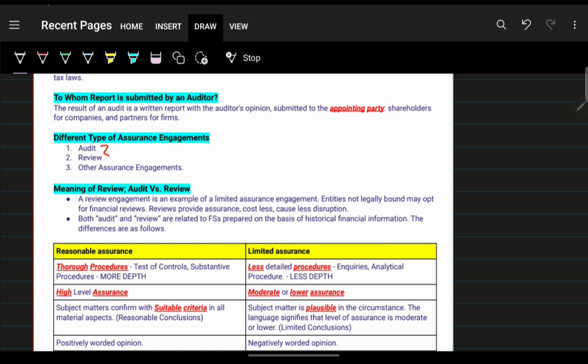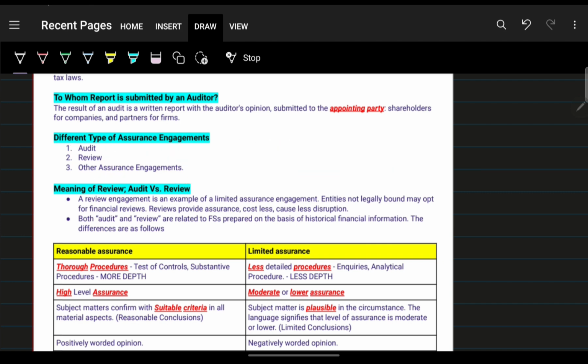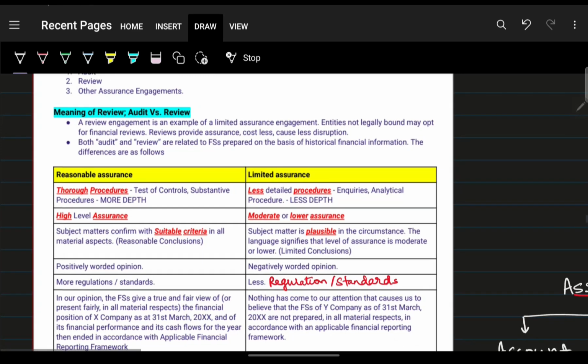However, the key thing that you have to remember in audit and review is that these two talk only about historical financial information. Okay. However, other assurance engagements can relate to prospective financial information, meaning projections and forecasts, right? Now, here, a review engagement is an example of a limited assurance engagement.